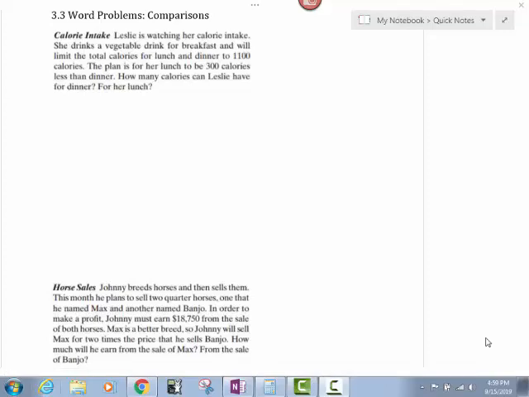Section 3.3 talks about word problems, and this is where we're going to have all of our comparisons. So let's take a look at the first problem here.